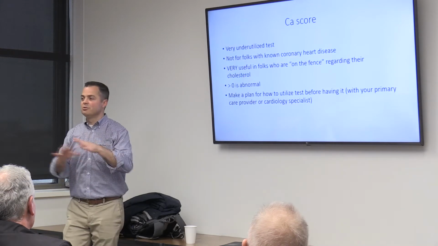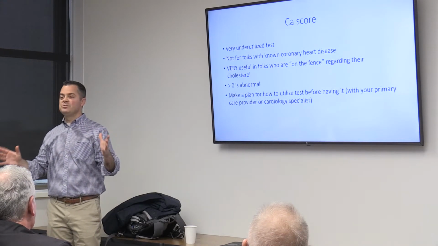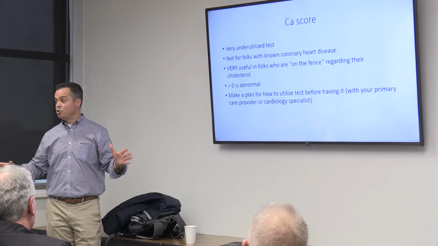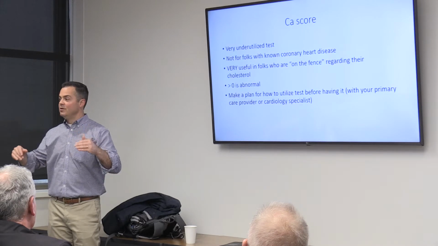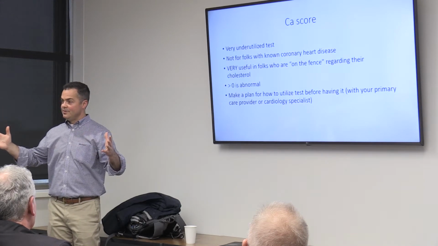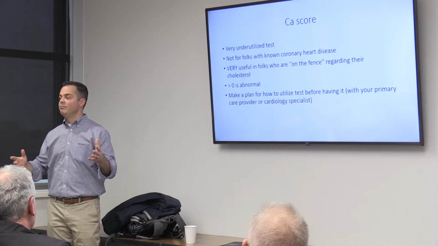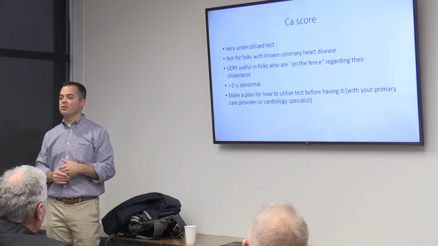And it is numerically important. 0 is normal. 0 is normal. If it's above 0, it's not normal. So 2 is abnormal. Now, if you're 4,000 and 2, is there a difference? Yes. But you still technically have calcium in your heart arteries, and there is plaque there.